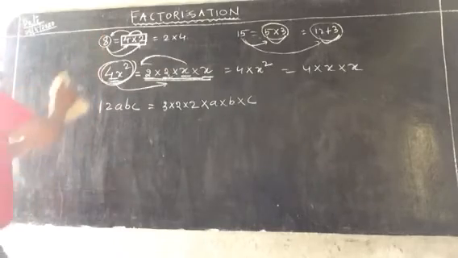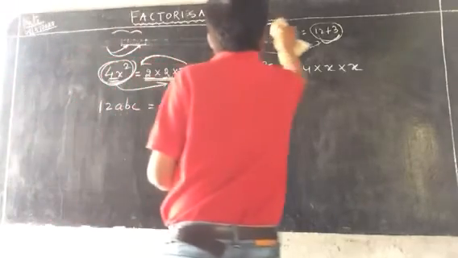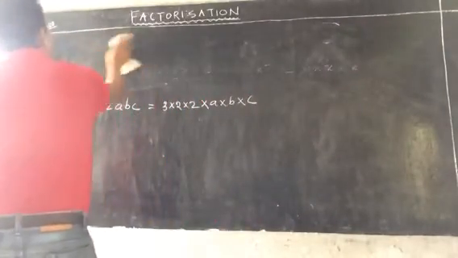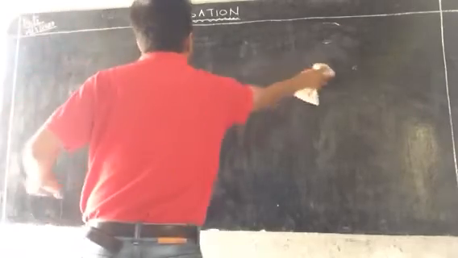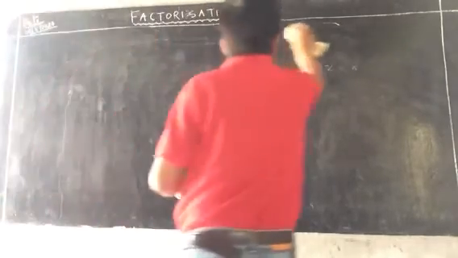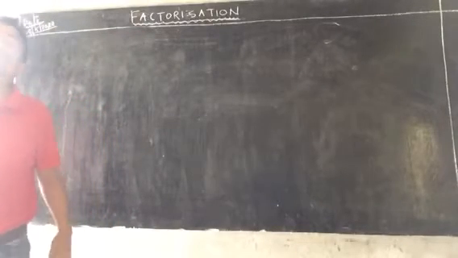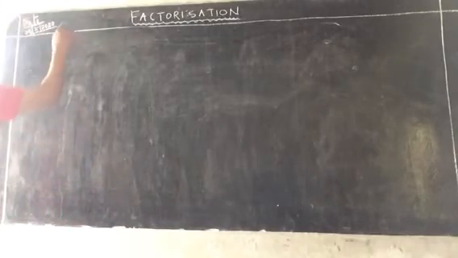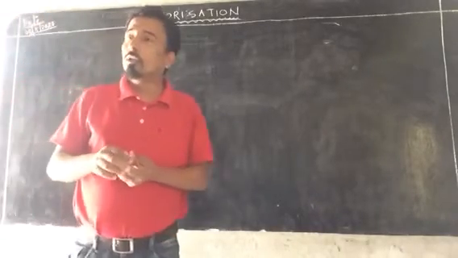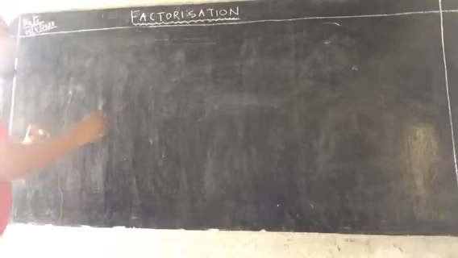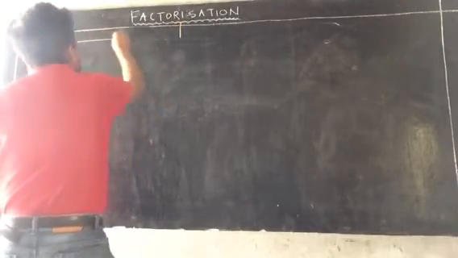So we have learnt it. Now I will come to the point that today's topic is how we can express any algebraic expression in a form of product. That is called factorization. To write any algebraic expression into a form of product is known as factorization.